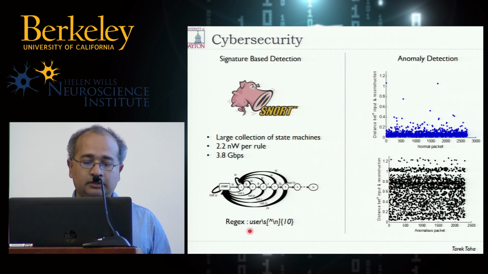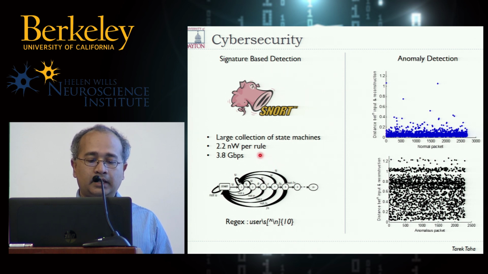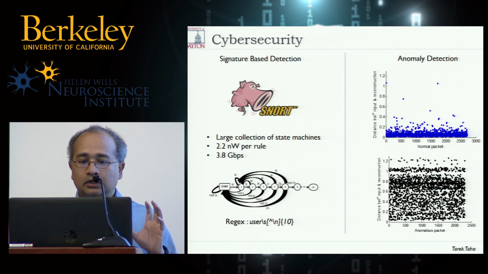So for instance, here's a regular expression. We converted that into state machines, and then we can implement that state machine using a set of memristor crossbar approaches. So we get fairly low energy consumption, about 2.2 nanowatts per rule, and decent throughput. And we also have, as I showed you earlier, anomaly detection.